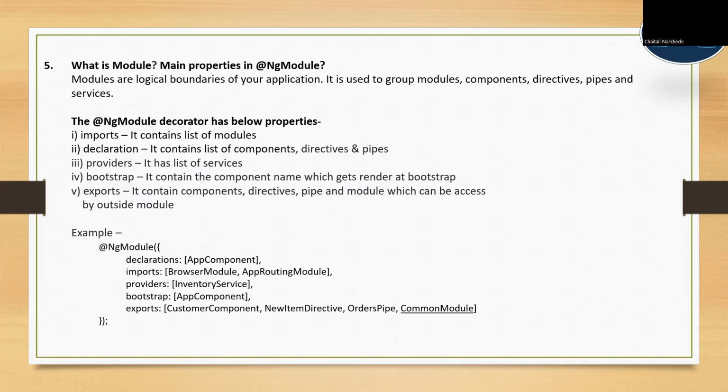Like we have two modules, first module and second module. The second module wants to use the components and directives which are present in the first module. So you can add those into the exports section. And here is some code for the NgModule. It means we have declarations, imports, providers, bootstrap, and exports.